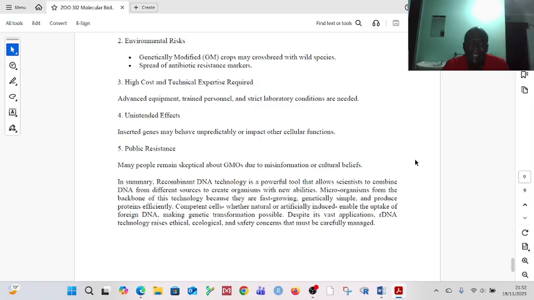Okay. The other thing is there are the unintended effects. What if the gene behaves in a way that was not predicted? You thought that when you put the gene, it will lead to resistance to that particular pest. But ukiweka hiyo gene, then ifanye tu something that was not intended, ni kitu ambacho hakikuwa kinatarajiwa.